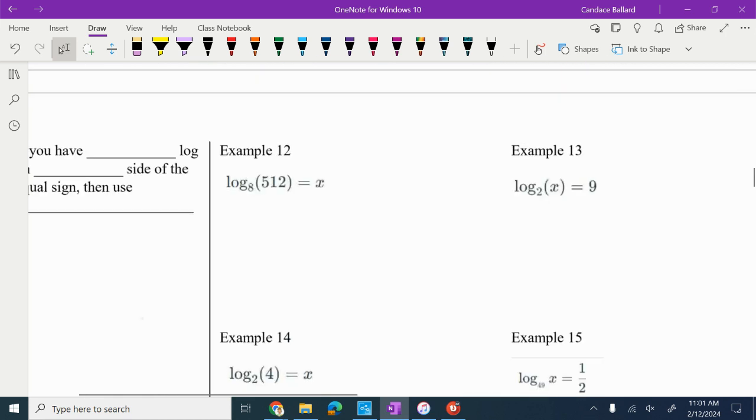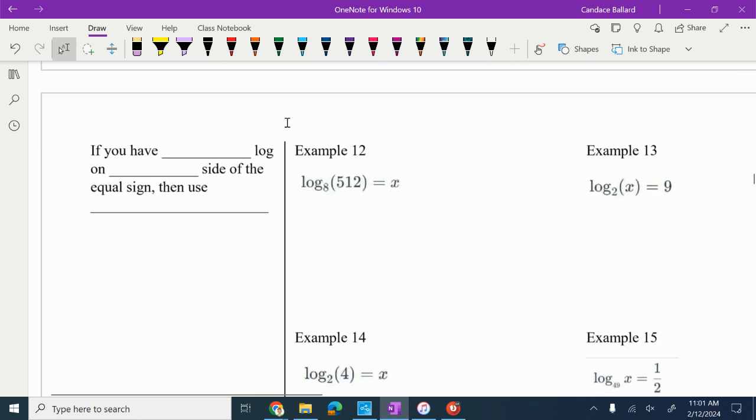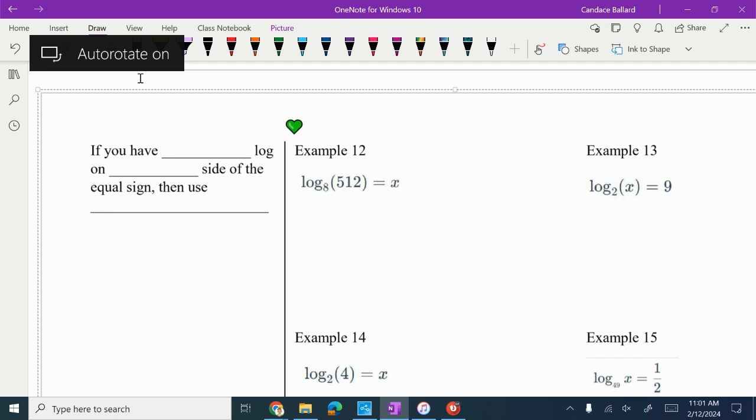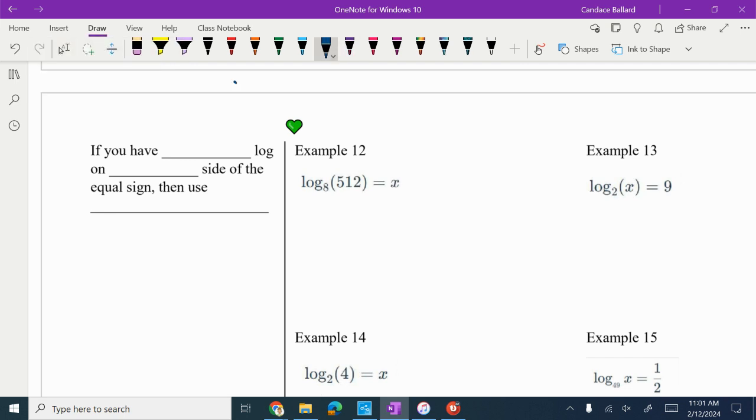So these ones starting with example 12 are green heart problems. Okay, so my green heart is right there, in the left-hand column. So this is kind of, again, instructions, so when you forget, you can go back and look. So if you have one log on one side of the equal sign, then we're going to use what Mrs. Ballard calls the log loop. Mrs. Rondeau calls it something different. Miss Hanby has her name for it. I call it the log loop.